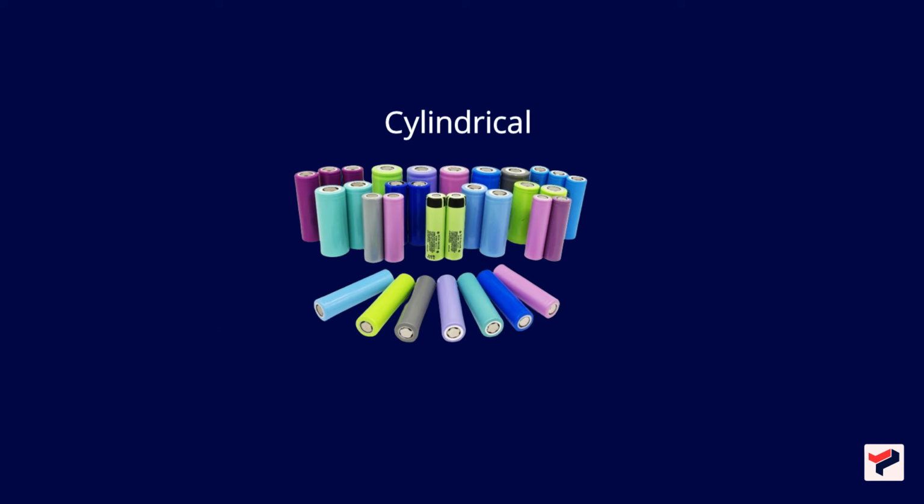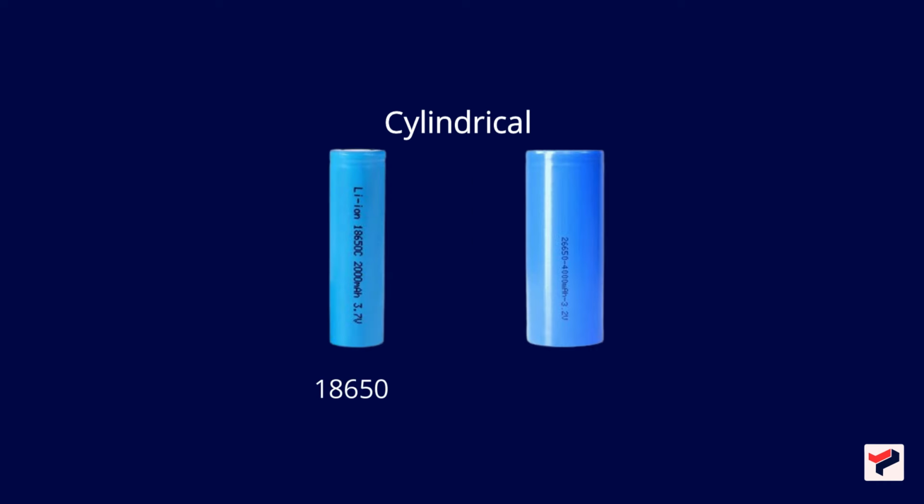Cylindrical cell or battery gets its name from its shape and form factor. It comes in various sizes, and the common ones include 18650, which you'll find in laptop batteries and portable electronic gadgets.